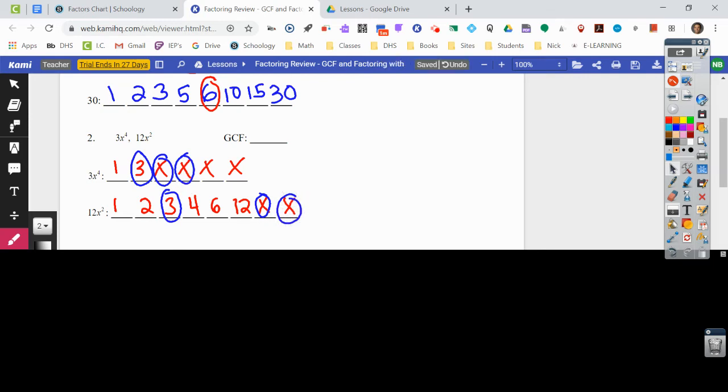To write the 3 with the 2 x's, remember it's going to be 3x to the second power. So that would be my GCF of 3x to the fourth and 12x squared, or 12x to the second power.